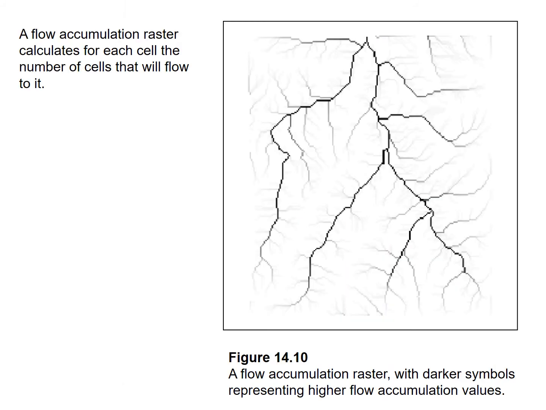Flow accumulation raster calculates for each cell the number of cells that flow into it. Darker symbols meaning higher, and this is an example of a flow accumulation raster, and you can see that as the number of cells increase, you begin to form a stream network.